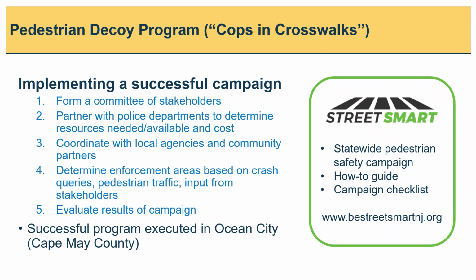The steps listed here are a general framework to implementing a successful campaign. First, organize a committee of stakeholders and assign a champion of the program to lead the coordination efforts. Partner with local police departments and law enforcement to determine what resources and time is needed, what is already available, and the cost of materials and operations. Next, coordinate with community partners, discuss sponsorship opportunities, and explore potential funding. Resources for grants and funding will be further explored on the next slide.